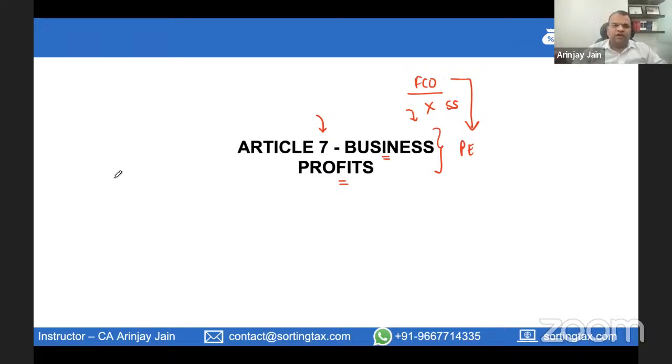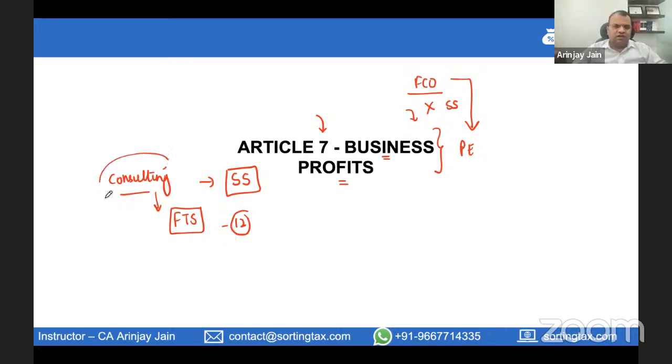Think of a person who's providing consulting services to a company in the source state. These services under most of the treaties will get covered as fee for technical services, for which Article 12 applies. In such a case, even though these consulting services might be business profit of the non-resident, they will not be covered under Article 7, read with Article 5, but they will be covered under Article 12.